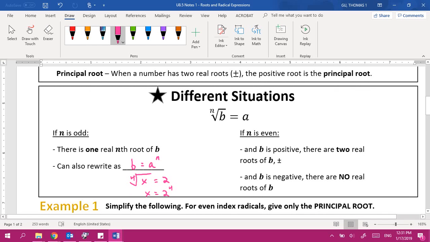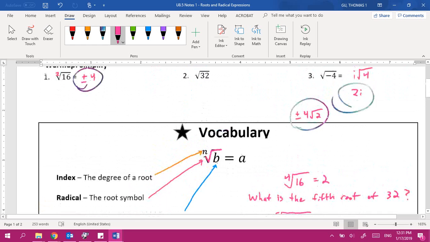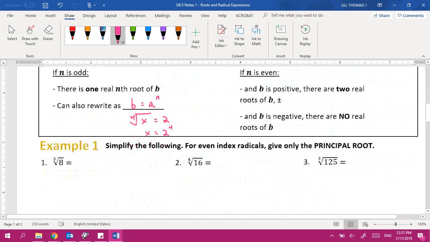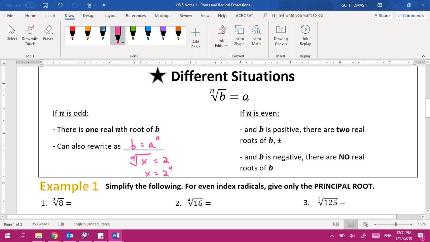All right, now, if your index is even, but b is negative, that means you're going to have no real roots, or no solution, really. Because, look at number 3, right? The index is what on number 3? 2. And negative 4 is a negative number, right? How many real solutions did you have there? Is that a real number? No, so you had no real solutions, right? And so that's how you can break down these different situations, right? If it's odd, there's going to be 1 real root. If it's even index and a positive number under the radical sign, it's going to be positive and negative answer. And if b is a negative number, there's going to be no real roots or no solution.